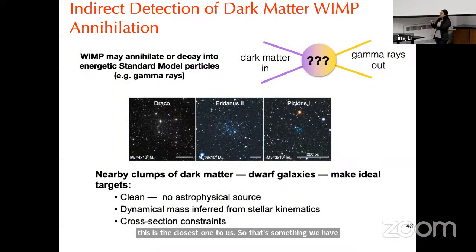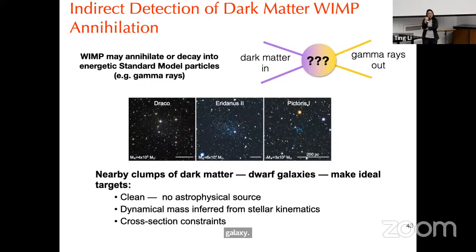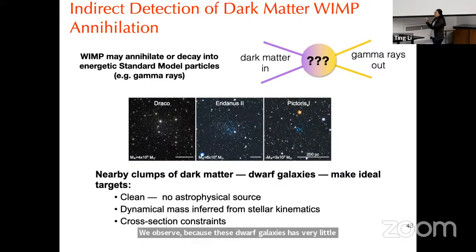These are the dwarf galaxies we observe. Because these dwarf galaxies have very little star formation, very few stars, and very little gas, they make a very clean astrophysical source to differentiate whether the signal is coming from millisecond pulsars or bursts of cosmic rays, or whether it's really coming from dark matter annihilation.